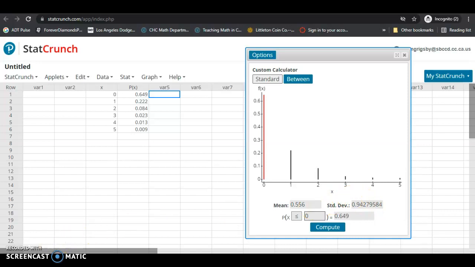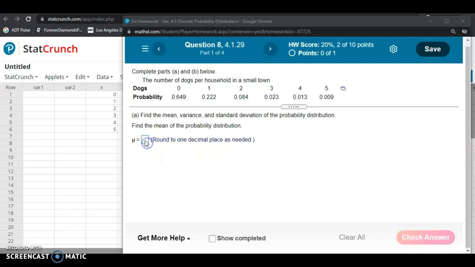So the mean is about 0.556, and we're going to round our answer to one decimal place, so it'll be rounded to 0.6.